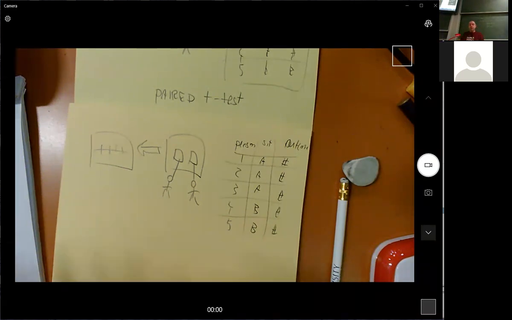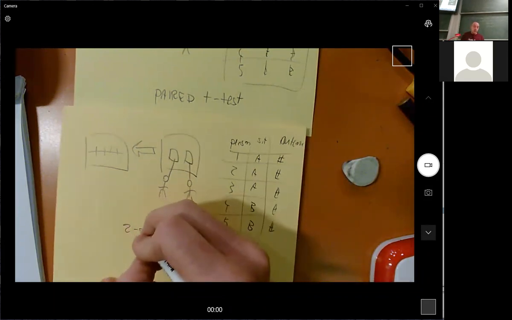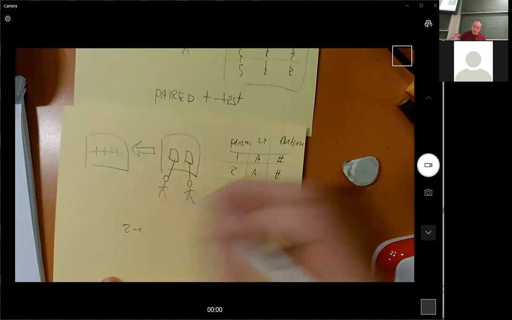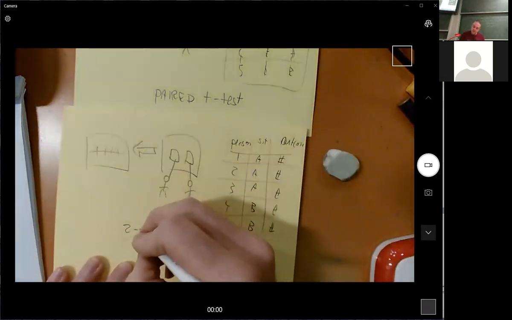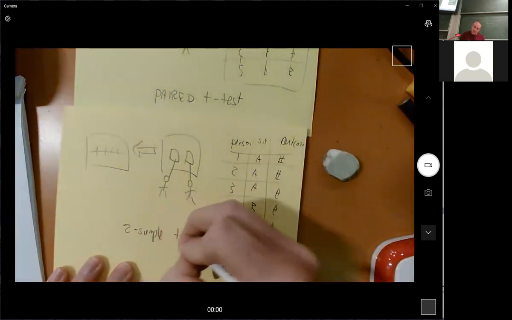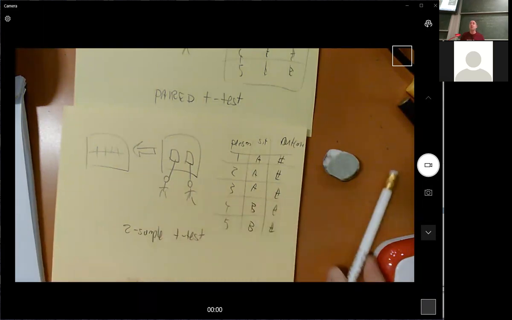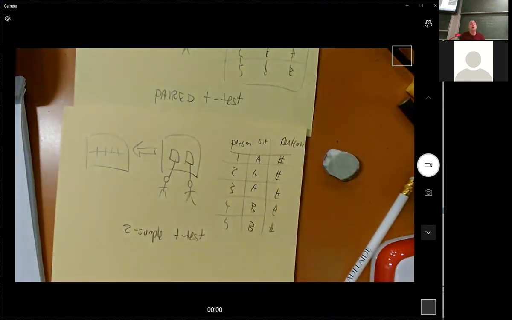I prefer to draw the picture like this because it helps me focus. But if each individual is only measured in one situation, it's not going to be a paired t-test, because in a paired t-test, everybody's in both situations. So this is the 2 sample t-test, the independent one. And they work really differently because the kind of data you have is different.